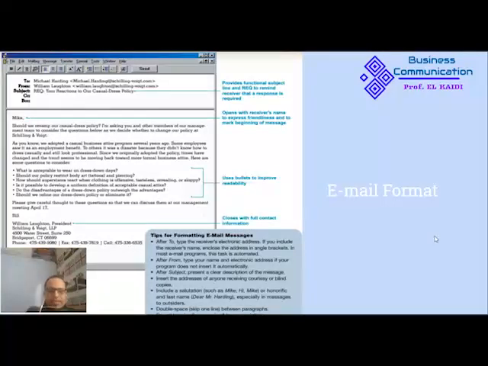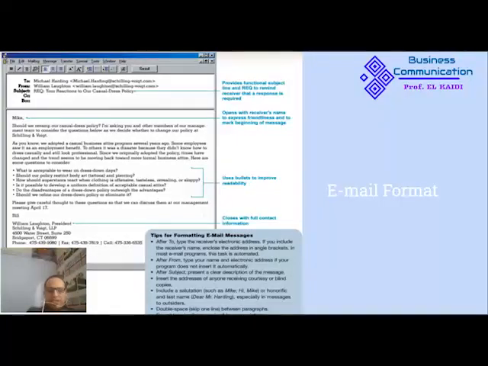Double space, skip one line between paragraphs, and this is very characteristic of the blocked style. Instead of using indentation, we just double space the paragraphs. Do not type in all caps or in all lowercase letters. I mean, you need to abide by capitalization when necessary, but you shouldn't overuse capitalization, right? Or you shouldn't use just lowercase letters. You need to abide by capitalization rules and of course use it only when necessary.